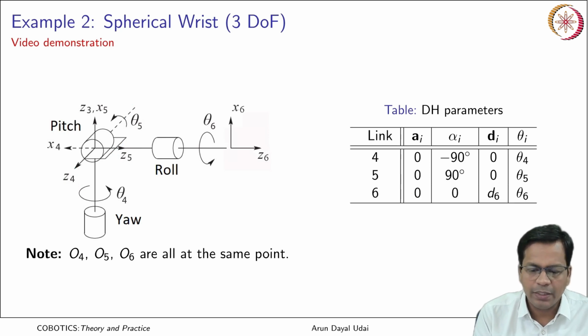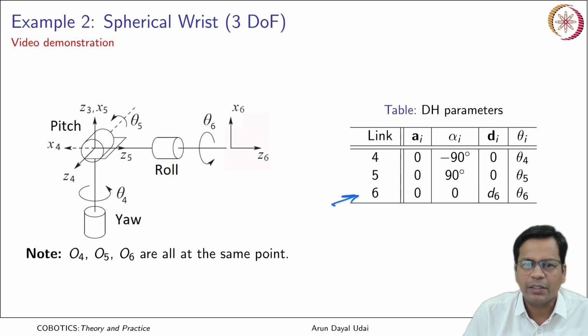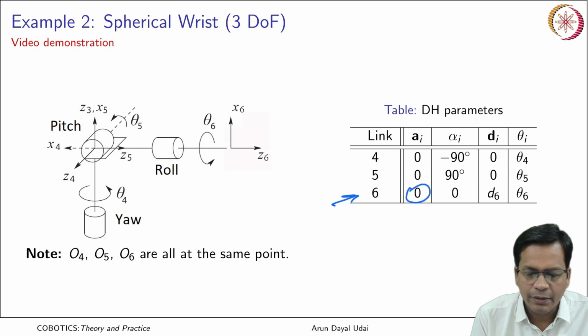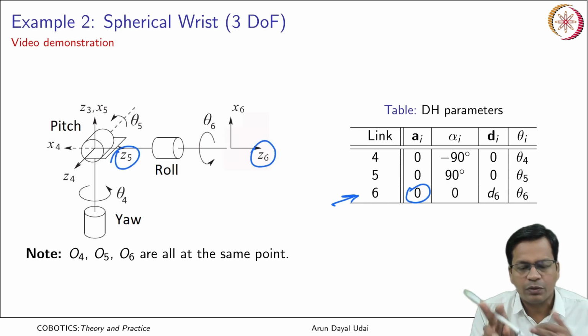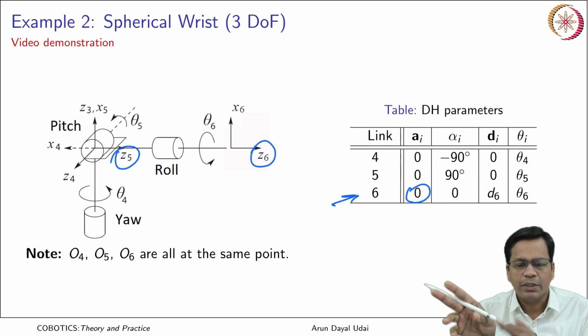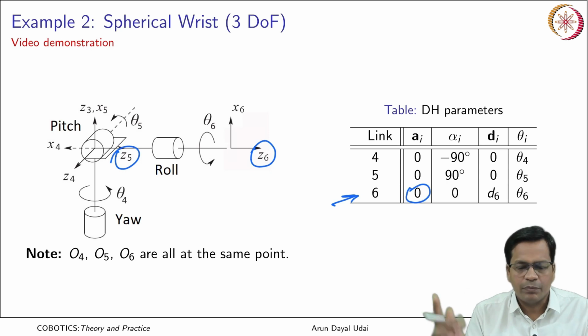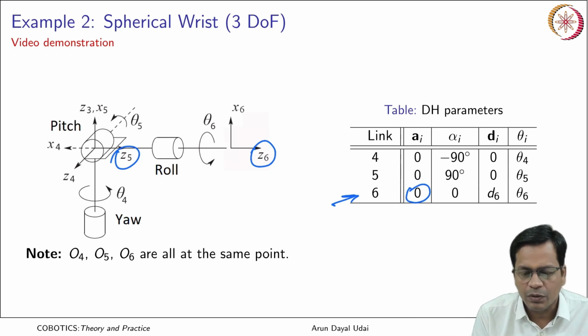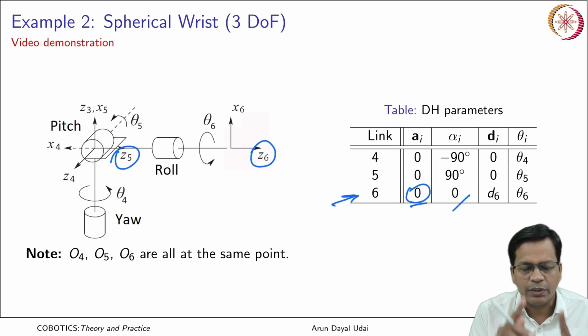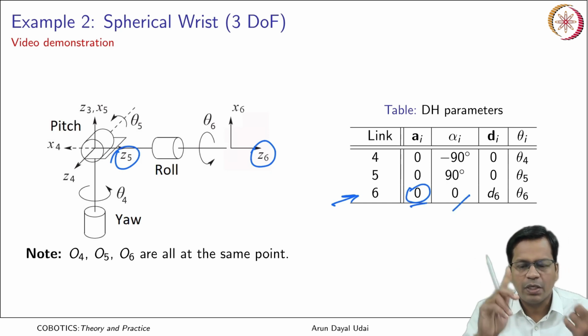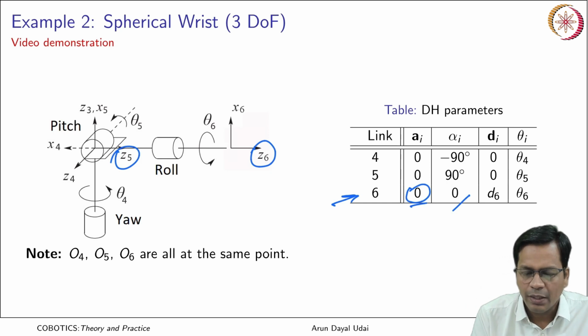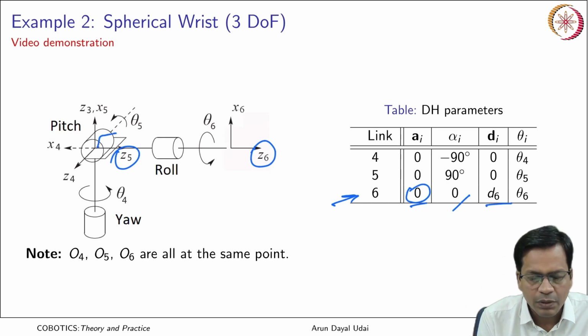Again for the 6th link, A6 is the distance between Z5 and Z6, which are collinear, so there is no distance between them measured along the x axis. That makes A6 equal to 0. Both the axes are parallel, so there is no twist angle here, and D6 is the distance from here to here, that is till the tip.